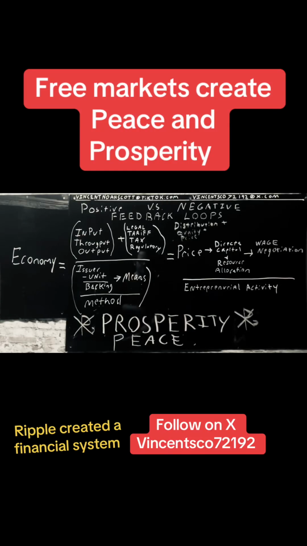An economy is supposed to provide peace and prosperity, and it is only with capitalism that we get the greatest distribution of goods and services at the highest quality for the lowest price. But how is all that done? Well, to understand that, you need to know what makes up an economy and what affects it. So that means you need to understand what a positive and negative feedback loop is and how all of this works together. So what is an economy?